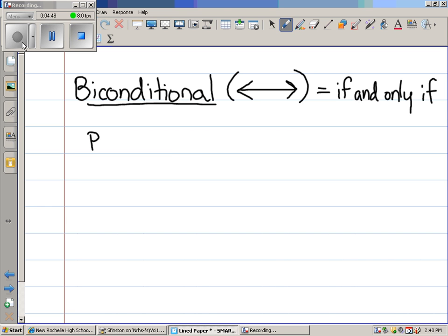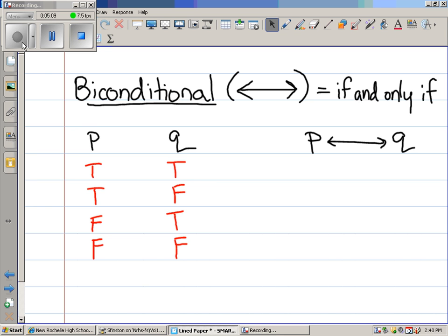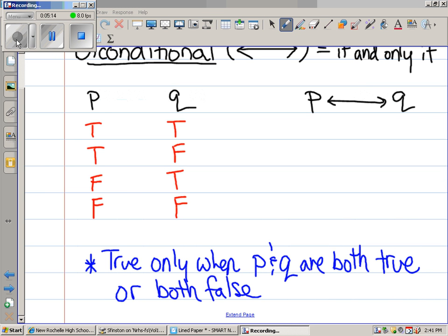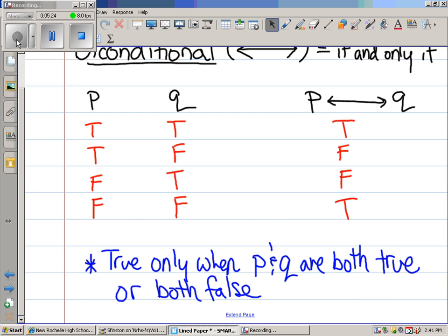Let's set up our truth table. Let's take a look at them. P goes true, true, false, false. That's how these always go. Q always goes true, false, true, false. And then we're going to try and figure this out. Biconditionals are true only when P and Q are both true or both false. So this would be true, whereas these two in the middle would be false. And then weirdly enough, that last one is going to be true.